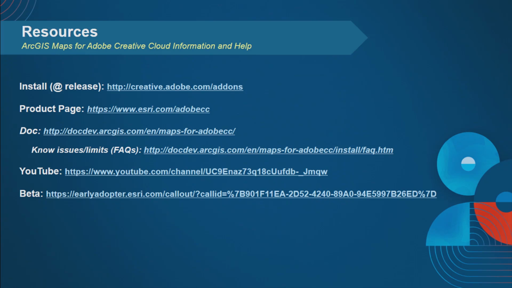You can sign up there. That's a pretty ugly URL. An easier way to do it is to just go to the product page, which is esri.com/AdobeCC. At the bottom of the product page, if you scroll down, there'll be a link to hook up for the beta. So if you want to do that, we'd encourage that and we'd appreciate it.